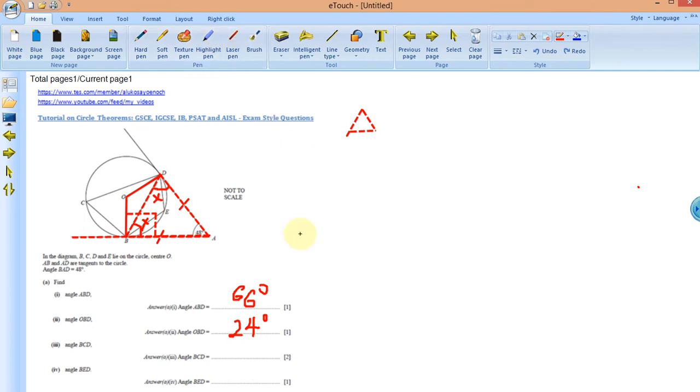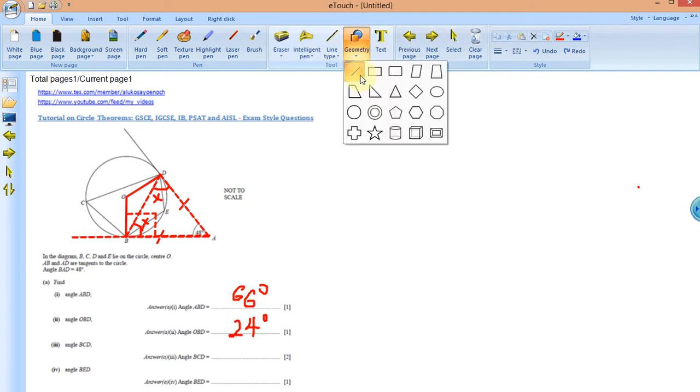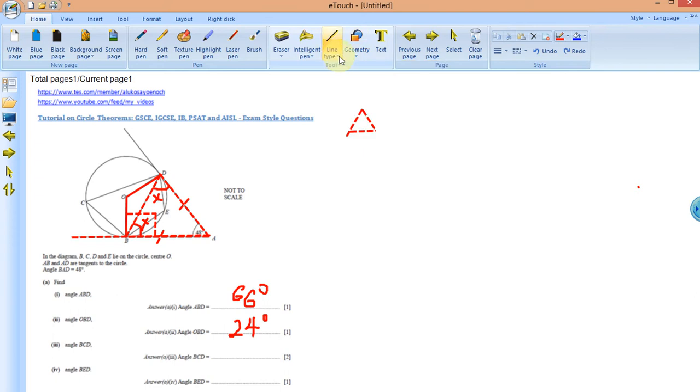Yeah. So BCD, this is B C. Okay, I should use a line. I can't just use the laser like that. Okay, let me go for the line. Not the geometry line, guys. Okay, let me just use this to show you something. So this is BCD. So I'm looking for angle C, this angle here.